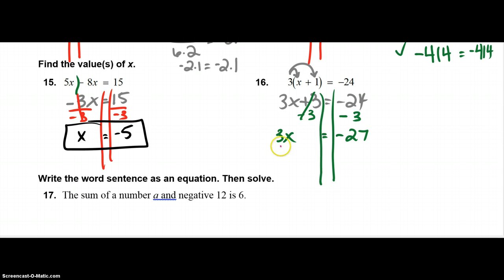Now we need to get x all by itself, so we're going to divide by 3. So we also divide by 3 on the right side. Those 3's cancel out on the left. And we're left with x equals negative 27 divided by a positive 3 will be a negative number. And 3 can go into 27 9 times. So x equals negative 9.